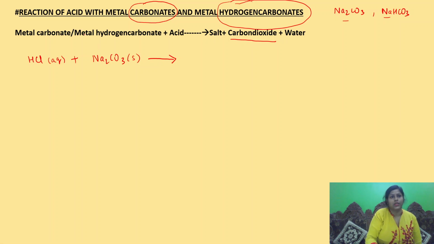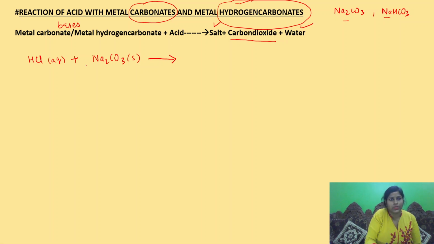And second thing, these are what? These are actually bases. So we already know a reaction that bases react with acid to form salt and water, right? So you can easily say salt and water will be formed. What else? Carbon dioxide, because there is carbonate or hydrogen carbonate. So this way you can remember that metal carbonate and metal hydrogen carbonate react with acids to form salt, carbon dioxide and water.